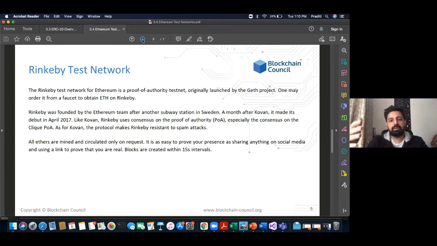Rinkeby was founded by the Ethereum team after another subway station in Sweden. A month after Kovan, it made its debut in April 2017. Like Kovan, Rinkeby uses proof of authority consensus, especially the Clique proof of authority consensus. As for Kovan, the protocol makes Rinkeby resistant to spam attacks. All ethers are mined and circulated only on request, and it is as easy to prove your presence as sharing anything on social media and using a link to prove that you are real. Blocks are created with a 15 seconds interval. That's the Ethereum framework.